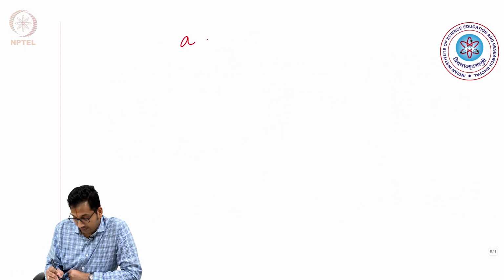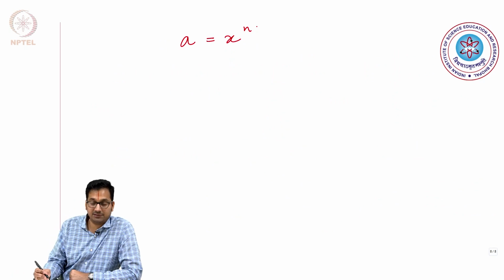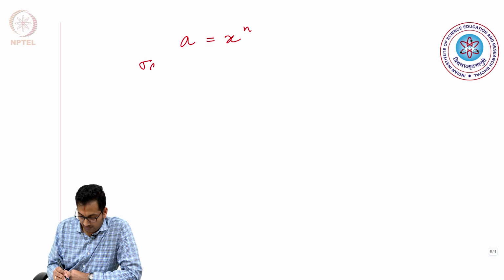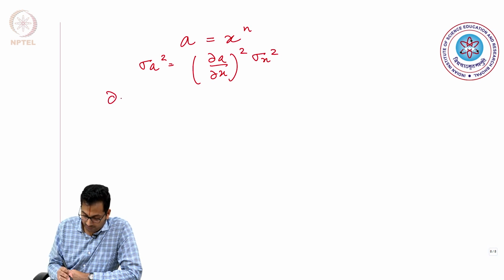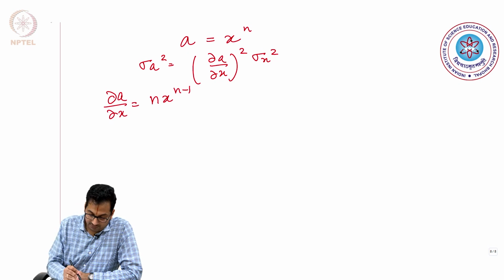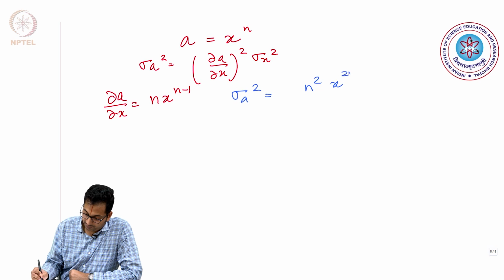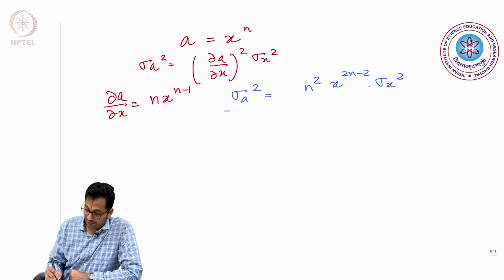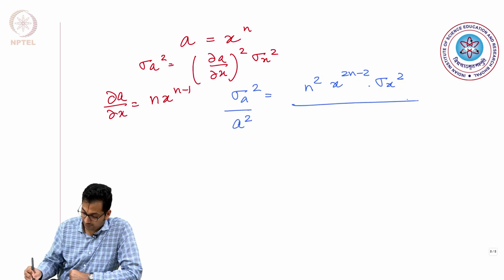All right. A equal to x power n, where n is a constant. What is going to happen here? Sigma A square is going to be given by (∂A/∂x) the whole square times sigma x square. So, ∂A/∂x is going to be n into x power n minus 1. So, sigma A square will be equal to n square x power 2n minus 2 times sigma x square. Let us divide the entire term by A square, that is equal to x power 2n. We should be able to cancel this and this.